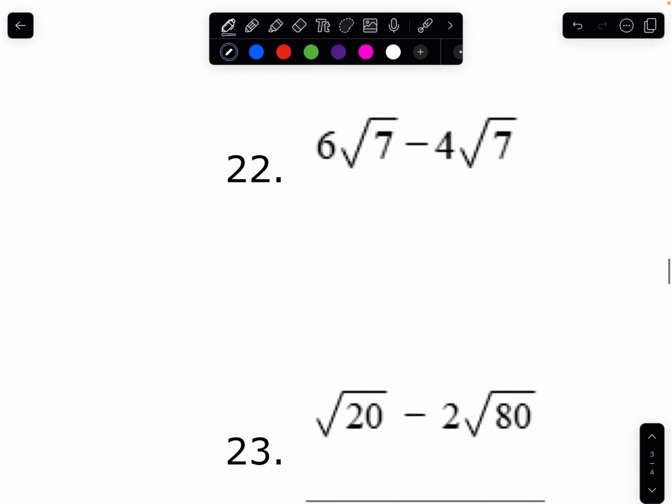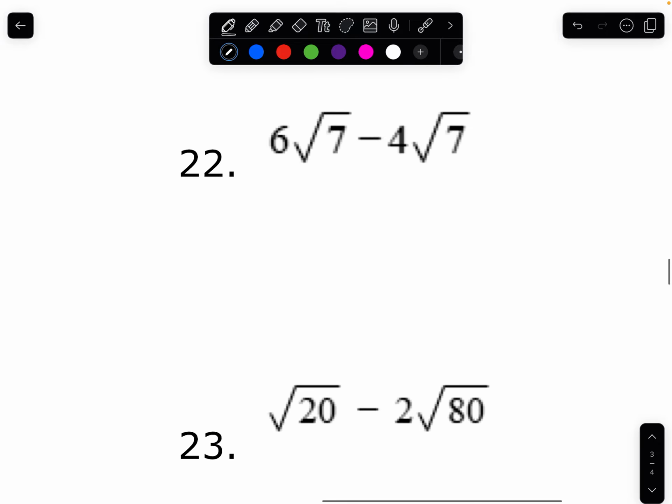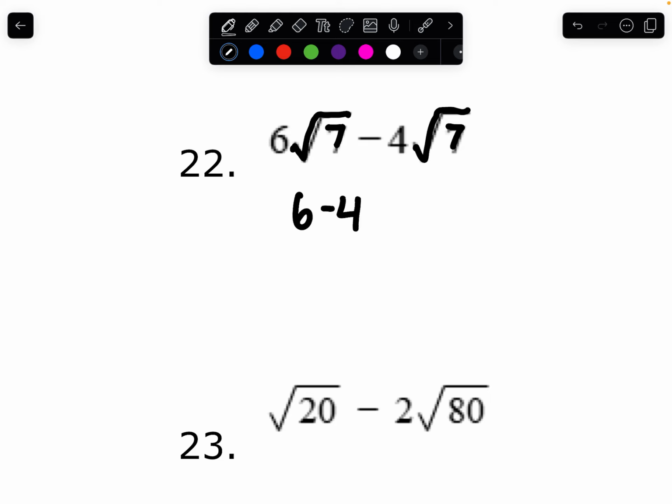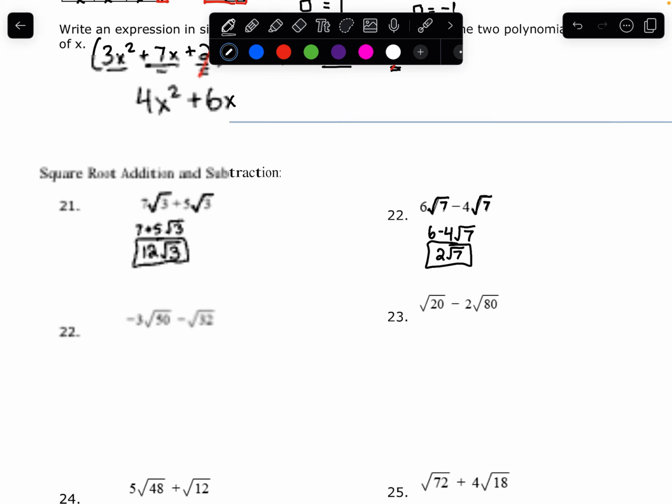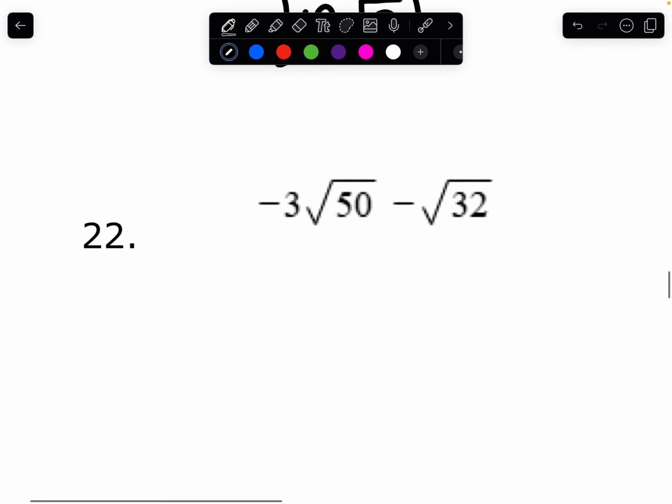Okay, if we're looking at, let's say, 22 over here, we see that the number underneath the house is 7 and the number underneath the house is 7, right? We do the same thing with subtraction. We're just going to say 6 minus 4 square root of 7, so that's 2 square root of 7, right? I know it says 22, but we're going to look at this one next.